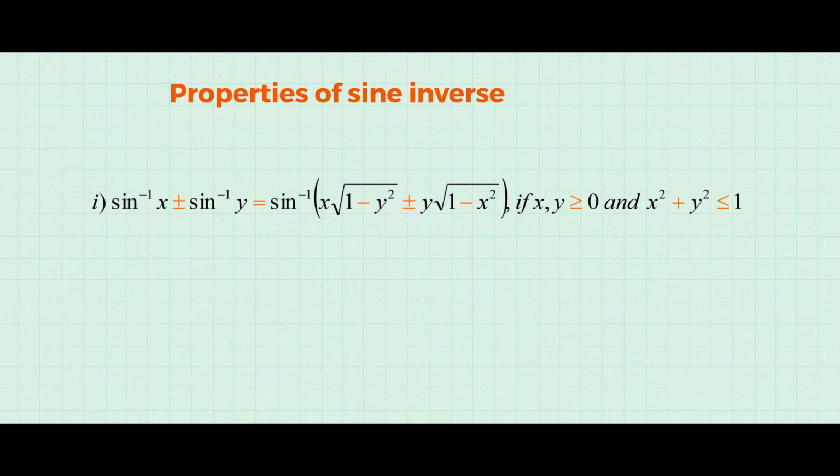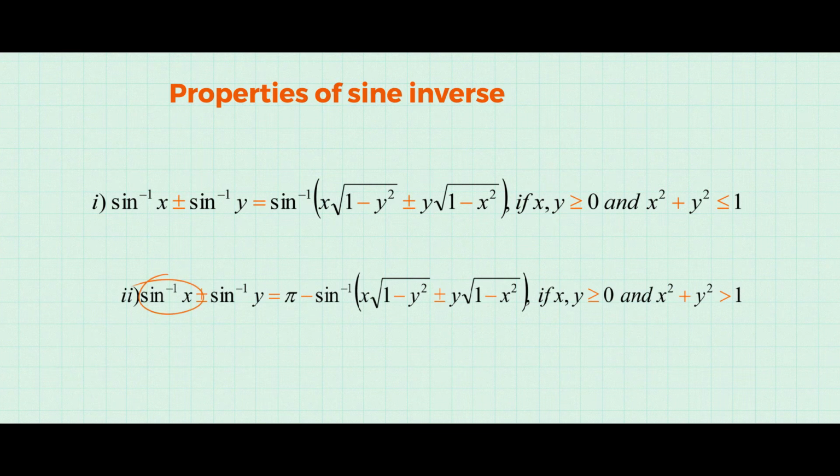Here again you will have to identify x and y value from the question, and to use this property you will have to take two conditions. First condition is you will have to look at the values of x and y. If it is greater than 0, that is positive quantity, or if x and y is equal to 0, then first condition fulfills. And then we check for the second condition, x square plus y square. When you square x and y and add up, if you get the value less than 1 or equal to 1, then we are going to use this property.